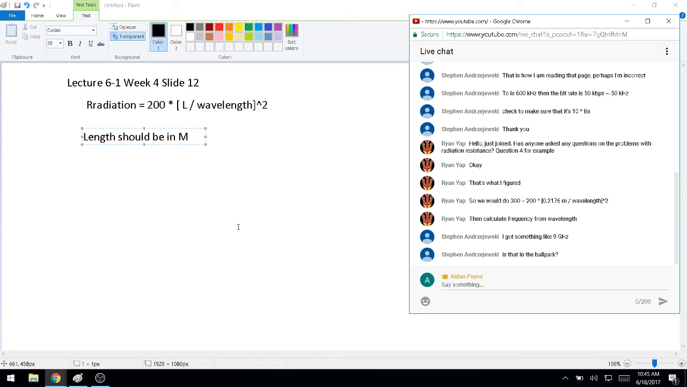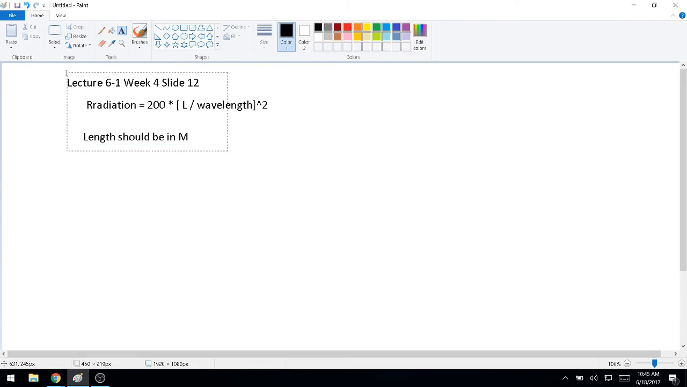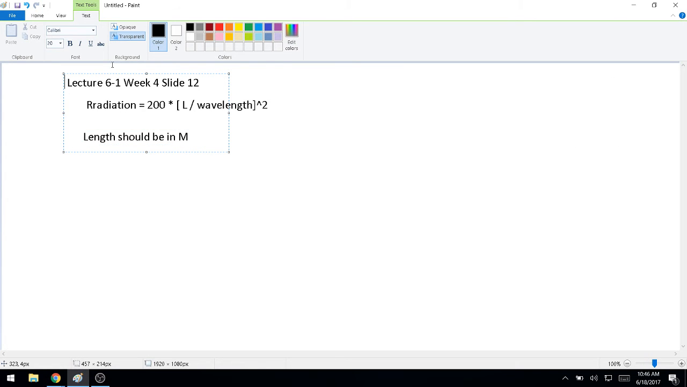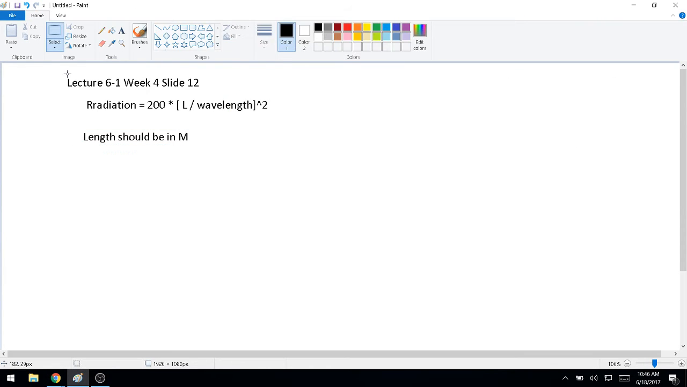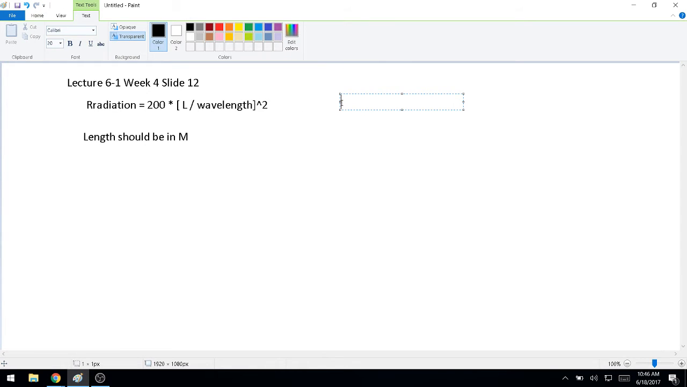9 gigahertz. So Steven's saying he's getting 9 gigahertz. That's a little high. So let's see if we can work through the problem here. Just make sure. I suppose I should leave that up. So we have our formula here.